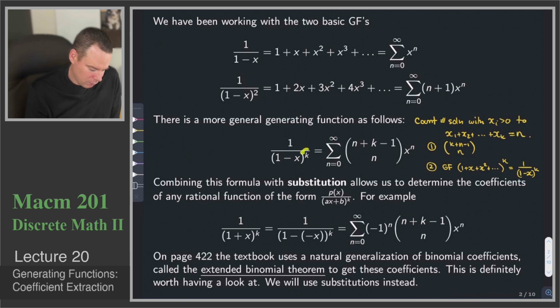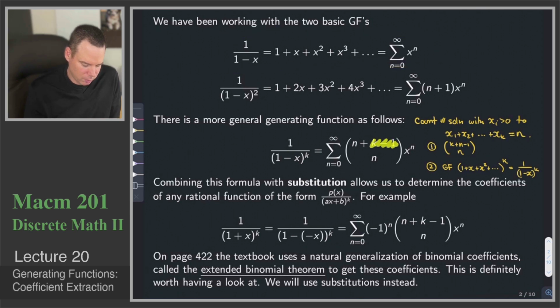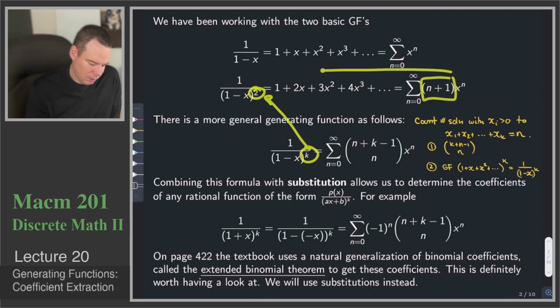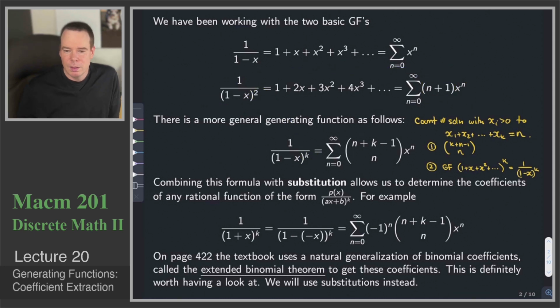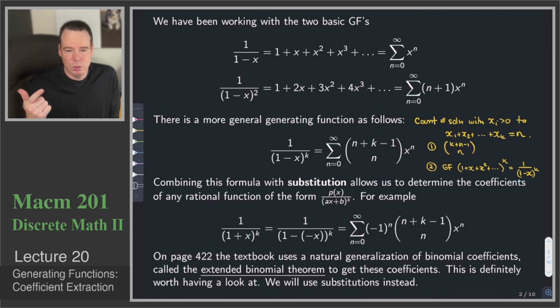In particular, if k is equal to 1, then that just reduces down to this formula here. Because with k equals 1, we get n plus 1 minus 1, which is just n choose n, which is 1, and that's this expression. When k is 2, we get n plus 2 minus 1, so that's n plus 1 choose n, which is just n plus 1. So when k is equal to 2, we get this expression here. So this is just a much more general form. It works for k equals 1, k equals 2, but then also any higher power of k as well.